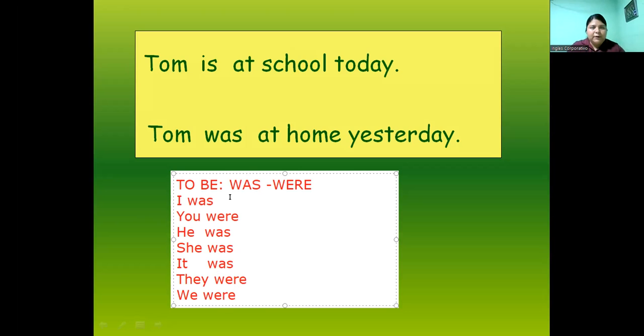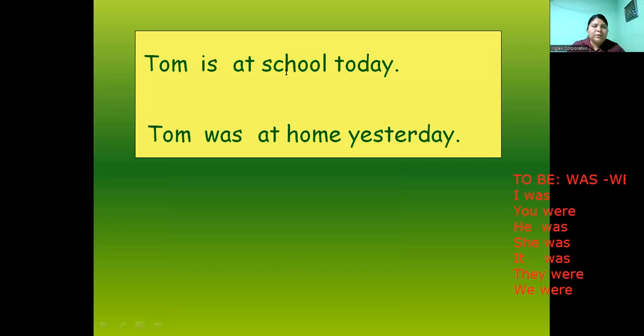So look at the following examples. Tom is at school today. Tom was at home yesterday, right? So let's continue with some other examples. We are comparing simple present and simple past with verb to be. Okay, so there you have it. We're going to modify that. How about the next sentence?